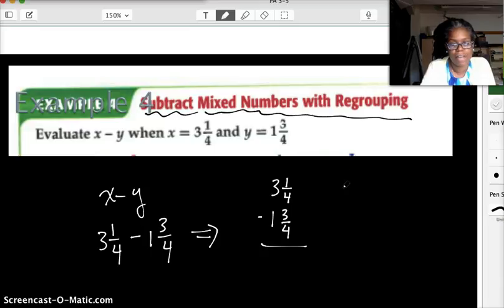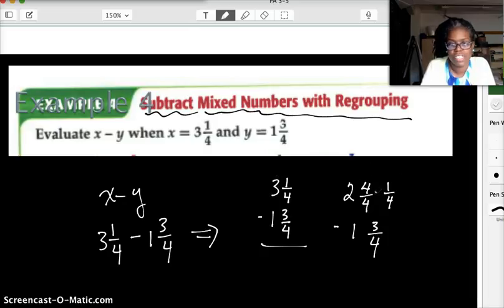So what I'm going to do is do some borrowing. So I go next door to my friend and I say, 3, can I borrow some from you? Yes, you can borrow a whole from me. So I'm going to rewrite this as 2 4/4 because 2 4/4 is 3. Keep walking with me, and then I'm going to deal with the 1/4 in a minute. So everything so far is just the same. Are you with me? 3 1/4 is the same as 2 4/4 and 1/4.